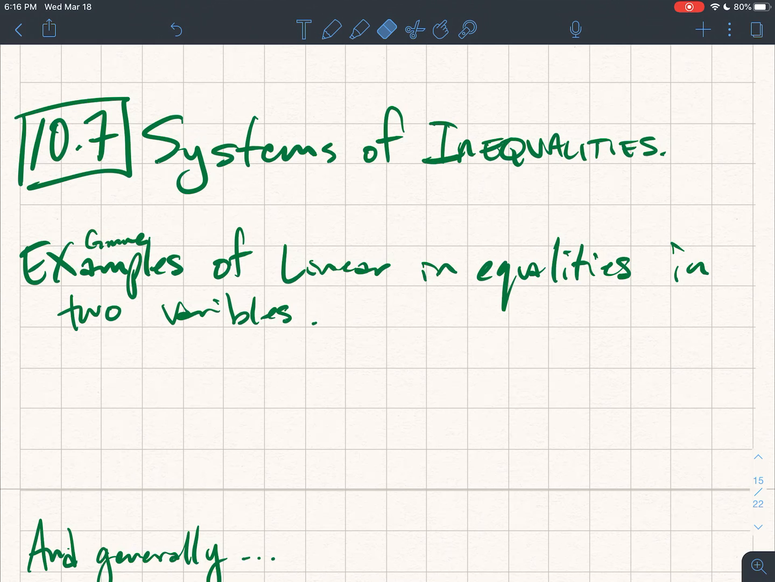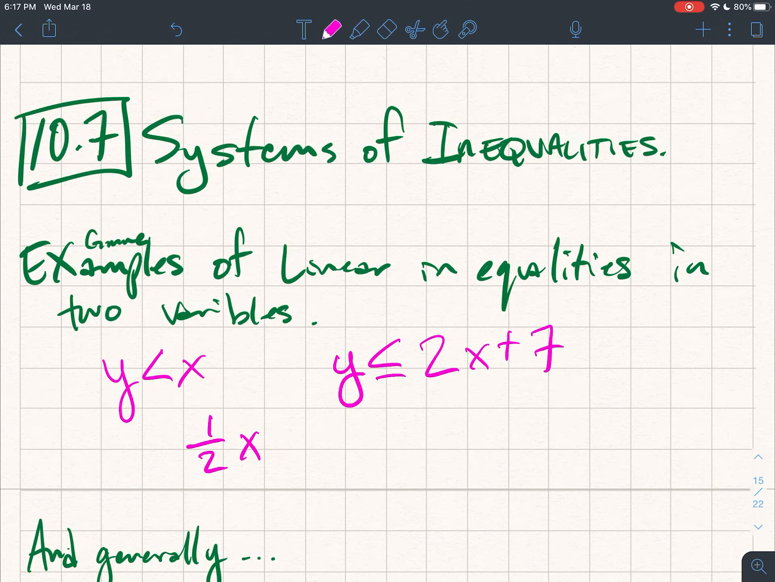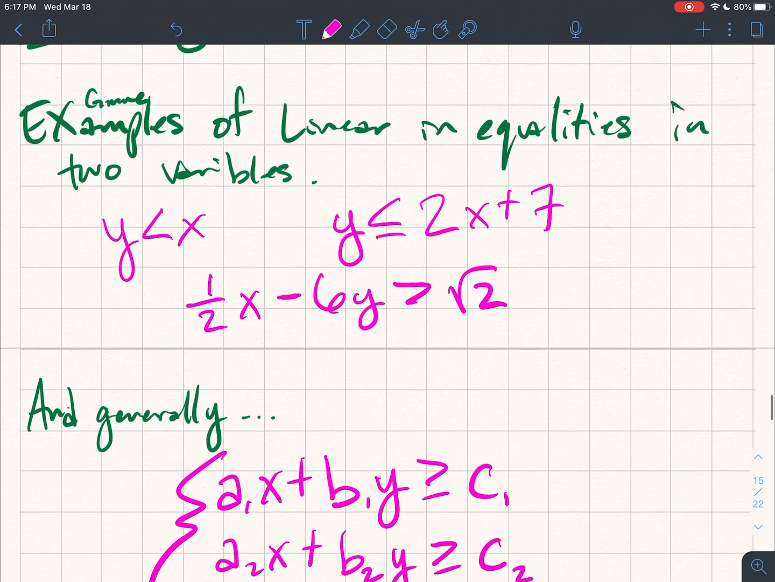What is an example of a linear inequality in two variables? Here's an example of one, y less than x. Linear, two variables, inequality. Okay, here's another one. y less than or equal to 2x plus 7. There's another one. Linear, inequality, two variables. Here's another one. 1/2 x minus 6y is greater than root 2. There's another linear inequality in two variables.